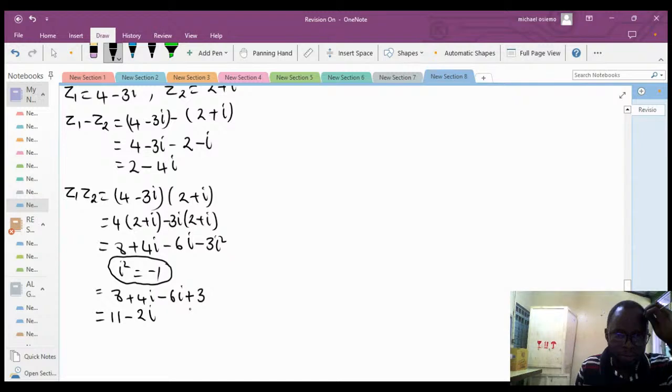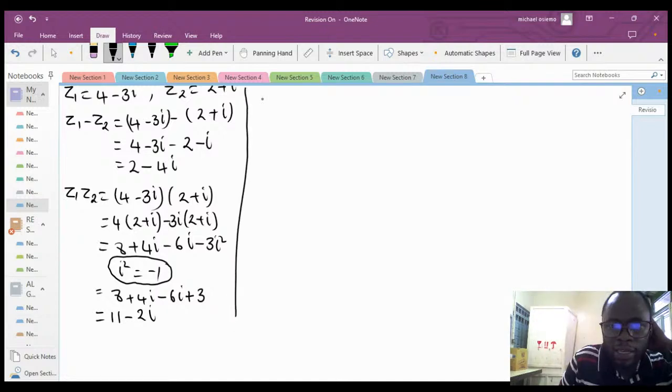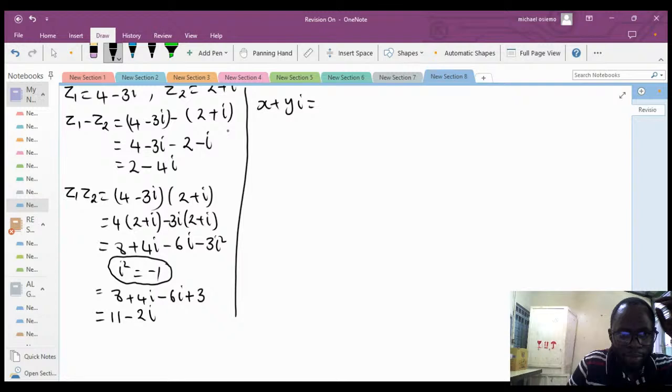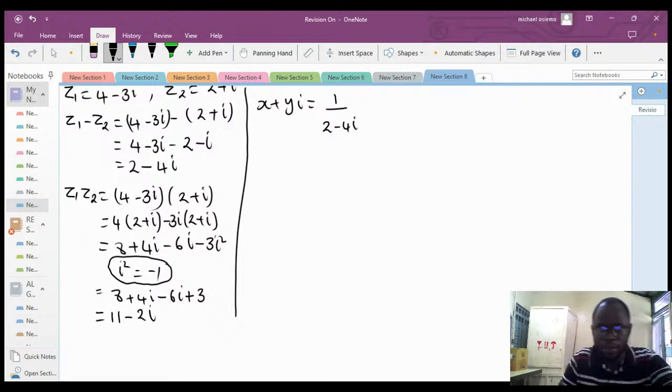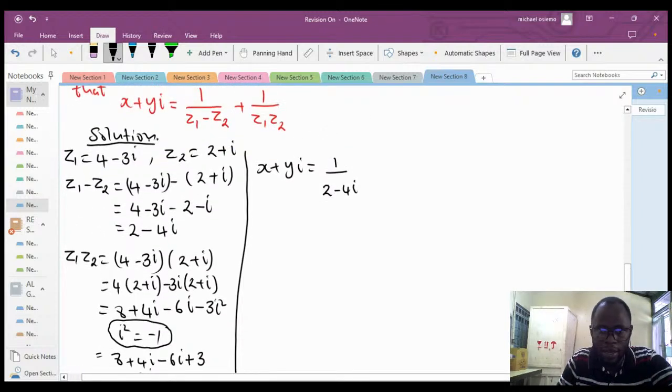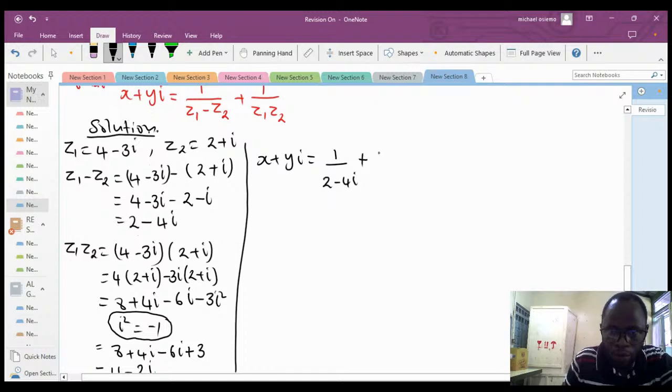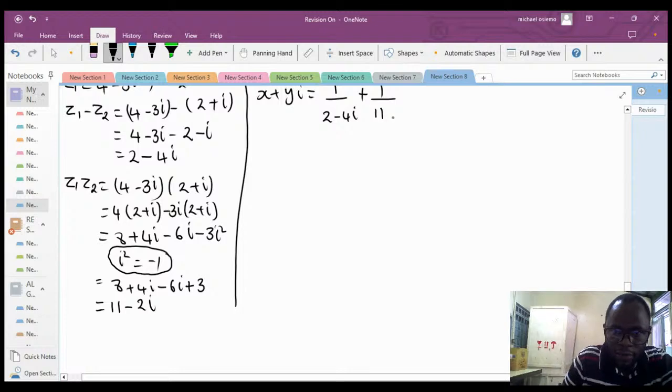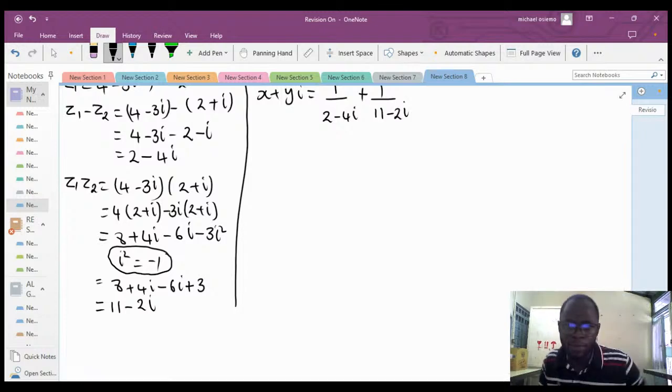So already we have now our denominators having been solved. So we're going to substitute. You've been told that x plus yi is equal to 1 over z1 minus z2, which will be equal to 1 over 2 minus 4i, then plus 1 over z1 z2, which is equal to 11 minus 2i.